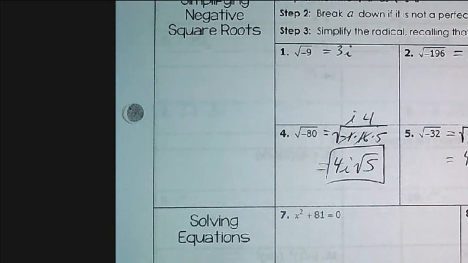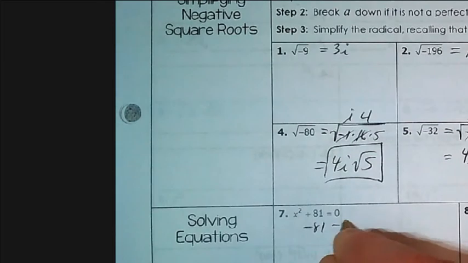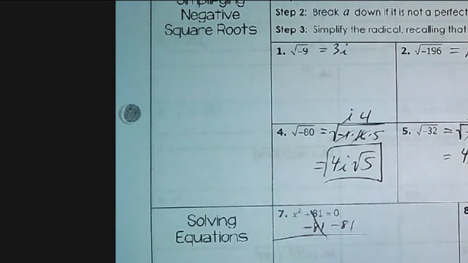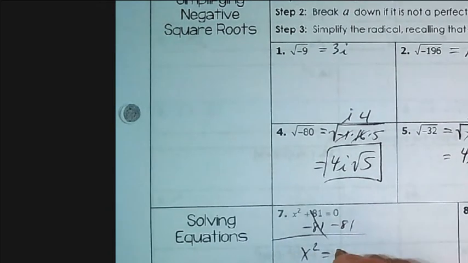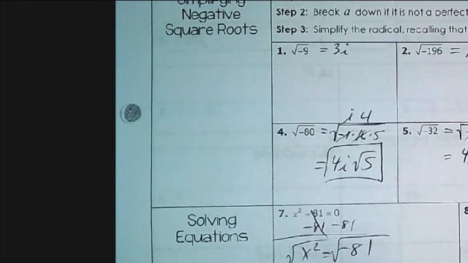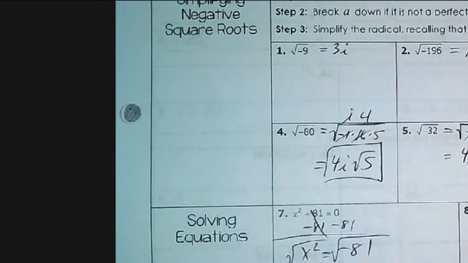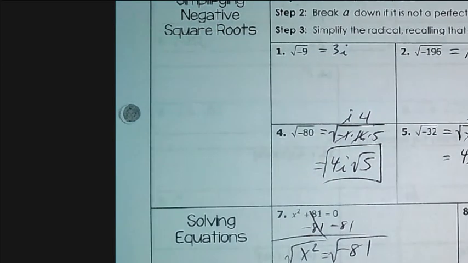So in number 7, we're going to subtract 81 from both sides, just like we did yesterday with these. x squared equals -81. Take the square root of both sides. And x equals plus minus what? 9 what? i. Okay? So, you deal with the numerical part, the non-negative part, if you will. You deal with the 81 exactly the way you would deal with the stuff from yesterday, as if it were not negative. And then you deal with the -1 by taking the square root of it, which is i.